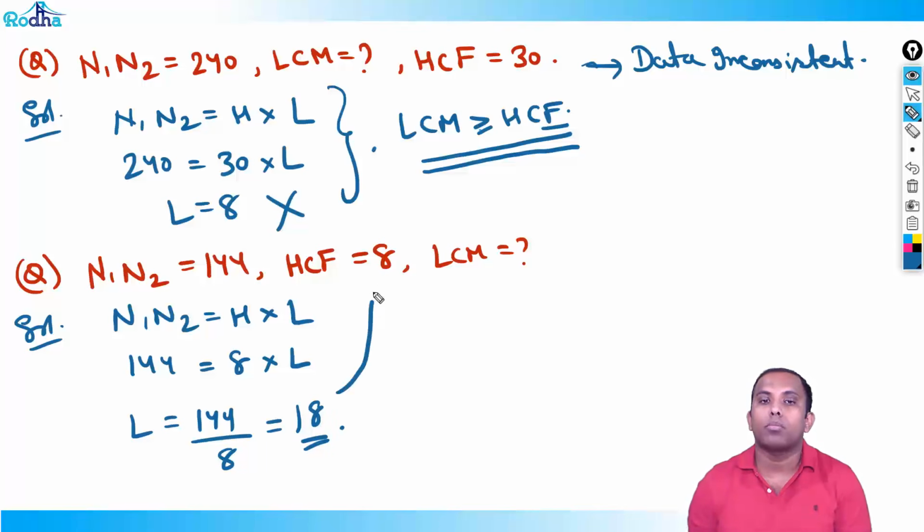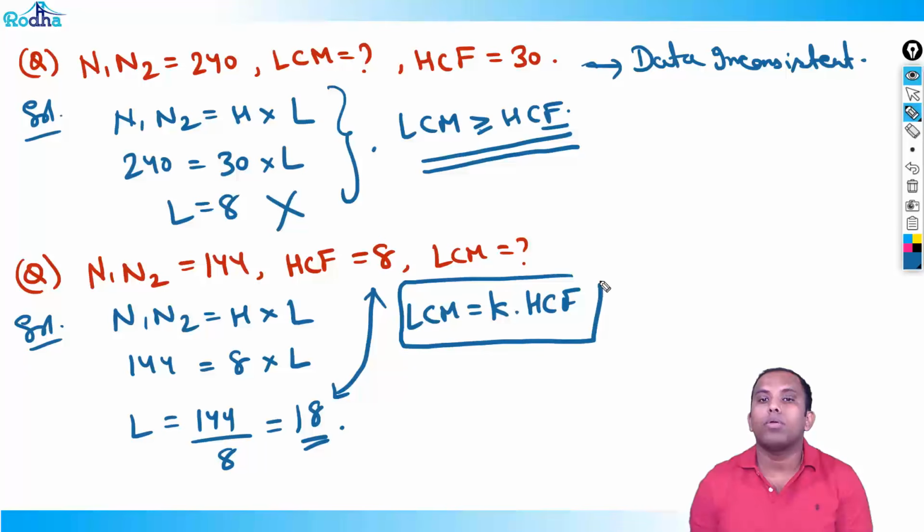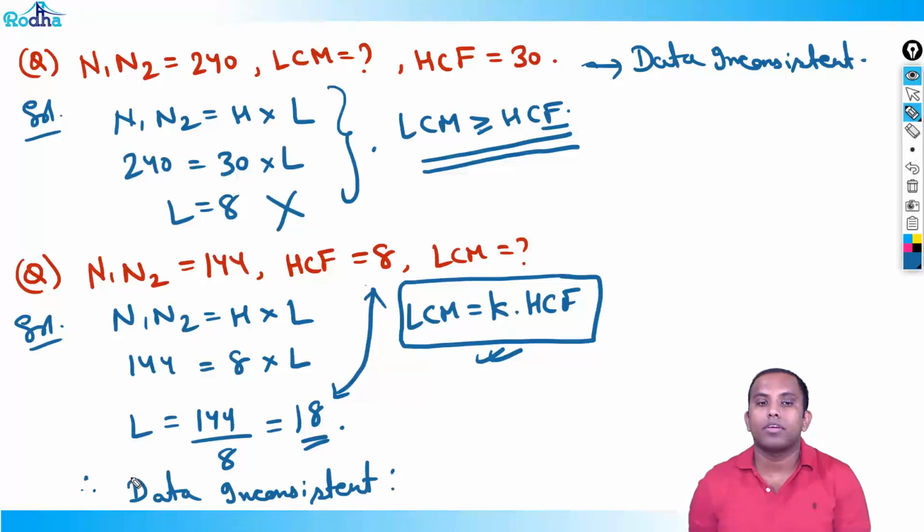Not possible. This is not possible. Why? Because LCM is always some K into HCF, that means LCM is always a multiple of HCF. Here LCM is 18 and HCF is 8. This is not possible. So what is the answer? The answer is again data inconsistent.